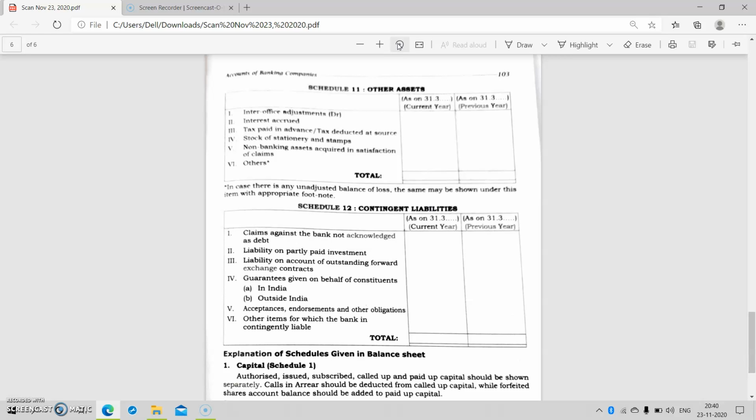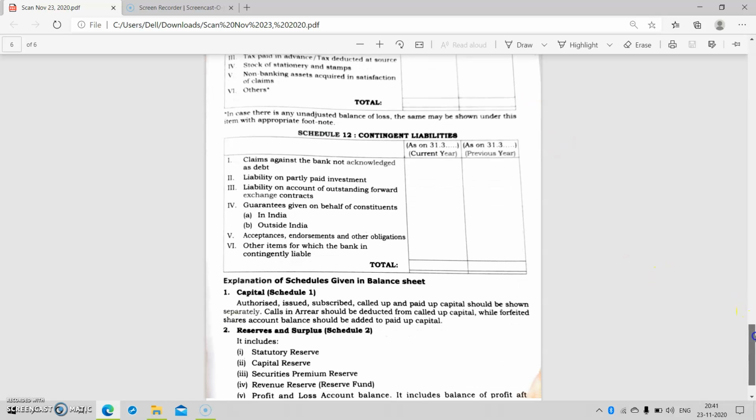Non-banking assets, we have already seen the meaning of non-banking assets, that is, which are acquired in satisfaction of claims. That is, if the customer is not paying the amount, if he is making the default, such assets will be seized by the banker, and that can be shown under other assets. And any other assets, if any, it can be shown that. So that's all with the significant items in the balance sheet.